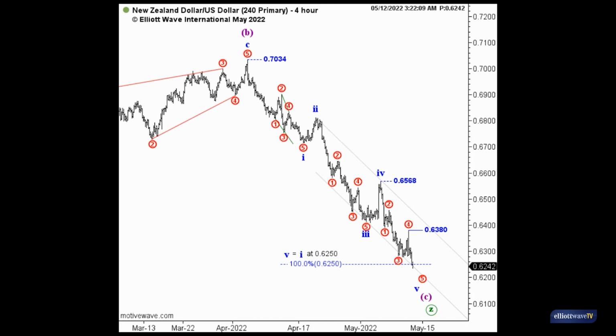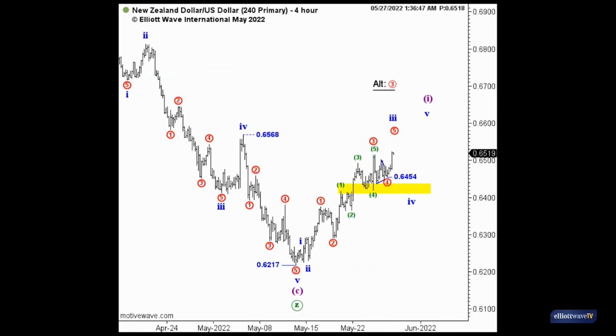Having tested the projection target for blue wave 5 at 6250, we're looking for evidence of a turn higher to suggest blue wave 5 was complete. Similar to the prior example, once the Kiwi rallied above the trend line connecting blue waves 2 and 4, and the size of the rally from 6217 was larger than any of the prior bounces, it was evidence to suggest that 5 waves had ended at 6217 and an uptrend was unfolding.